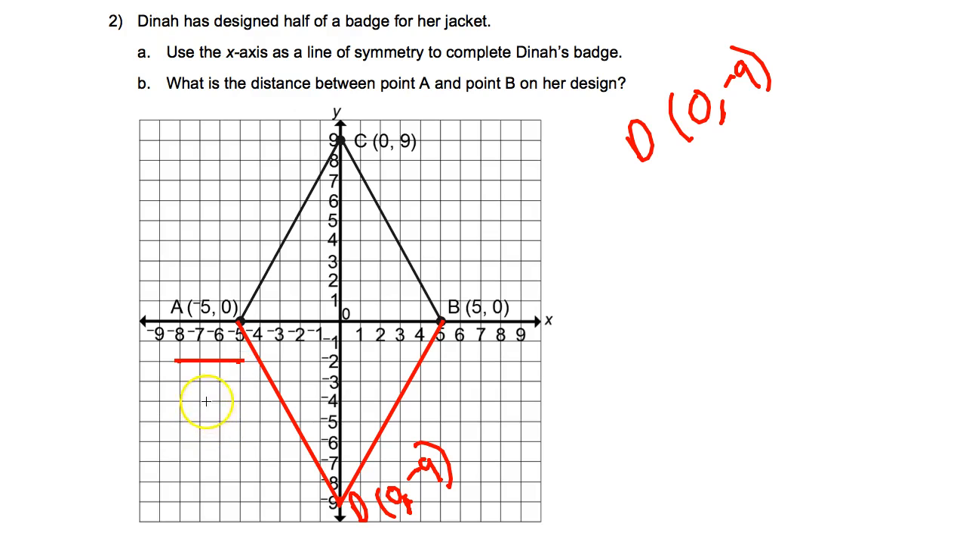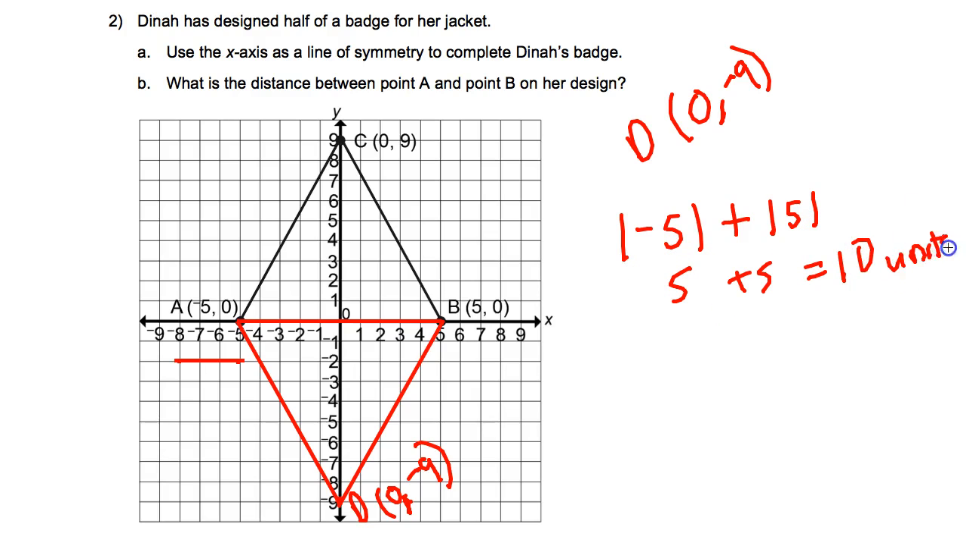since we're in the same quadrant, all we really had to do was subtract absolute values. This time, since we're going from one quadrant to another, instead of subtracting absolute values, we're going to add absolute values. So this is what that's going to look like. I'm going to take the absolute value of negative 5 and add to that the absolute value of positive 5. And that's simply 5 plus 5, which is equal to 10 units. So the distance between point A and point B on her design is 10 units.